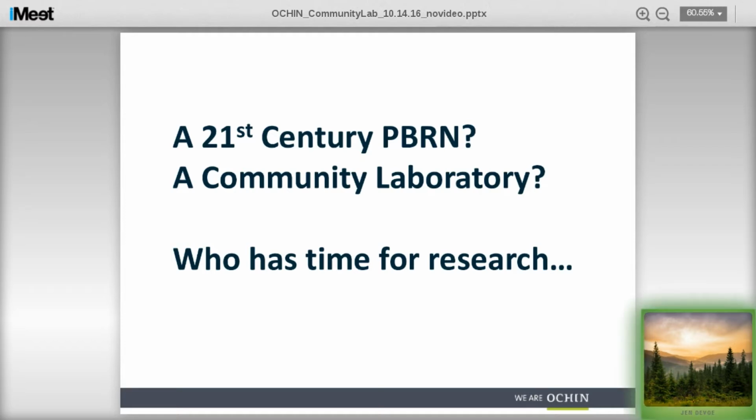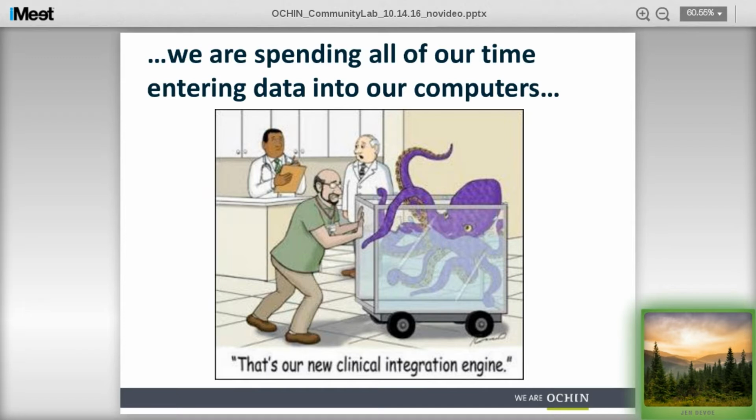So, a 21st century PBRN, or a community laboratory. A lot of people, when I talk about this, say, well, who has time for research in today's clinical settings? We are spending all of our time entering data into our computer. And some of you might believe that you have a clinical integration engine that looks a bit like this octopus that's wheeling through the halls of this clinic here in this cartoon.